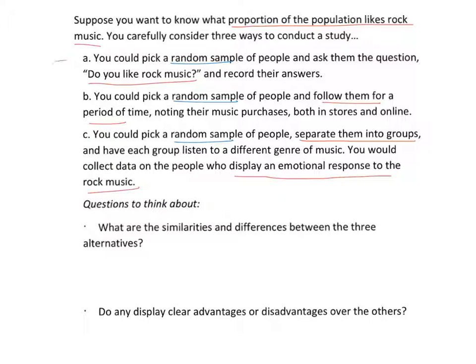So in part A, this is something that would be pretty easy to do. You're just asking a question, so that's one way to get data really fast. B would take a little bit more time because you're following people around and noting what they're doing and their habits. And C, again, still going to take some time, but this is a little bit more scientific in nature. You're putting people into groups and having them listen to different kinds of music. So B and C certainly are going to be more time consuming, and I think C would be a little bit more scientific than B. So just something to think about. And now what I want to do is give you some names for these 3 examples of ways you can collect data.